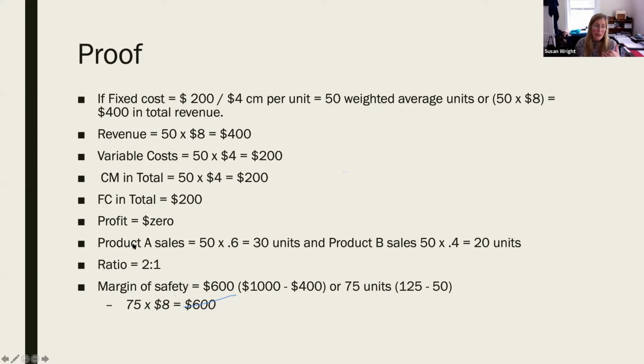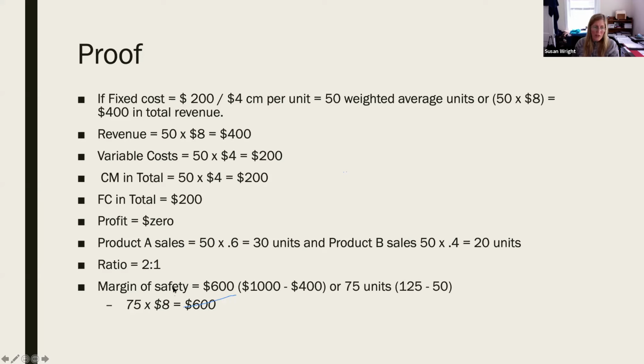And then if you want to bust it back out by product line, you can take the 50 times 60%, you get 30 units of A. That's product A. And then for product B, 50 times 40% is 20 units of product B. So that's how that would break down. It's a ratio of 2 to 1, right? 30 to 20 is a ratio of 2 to 1.